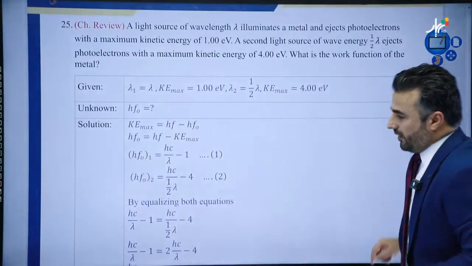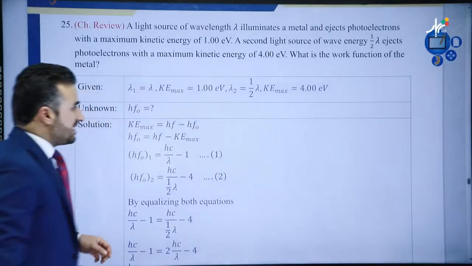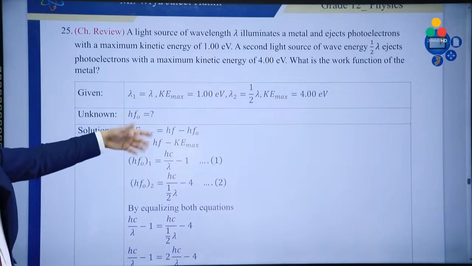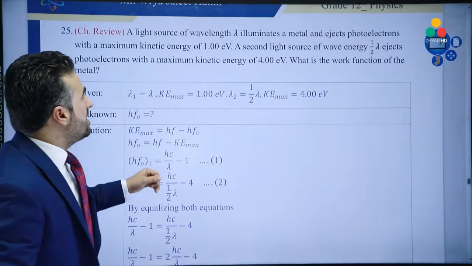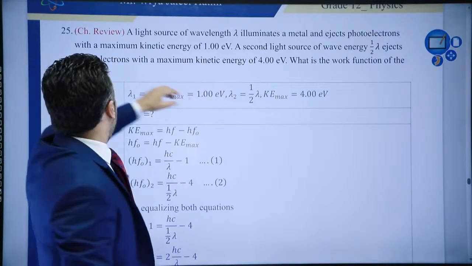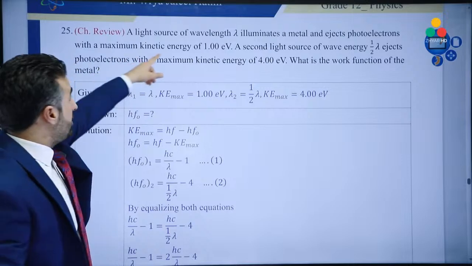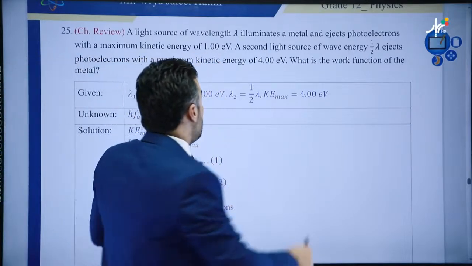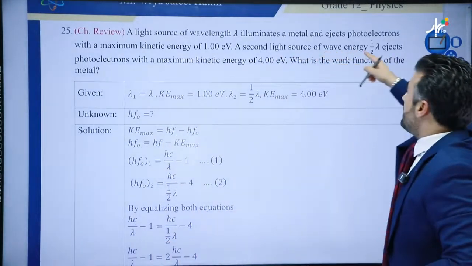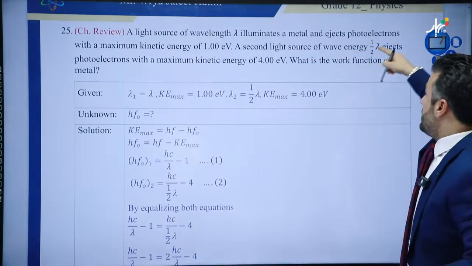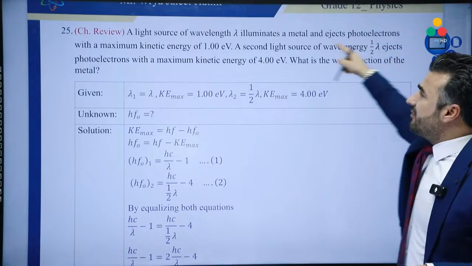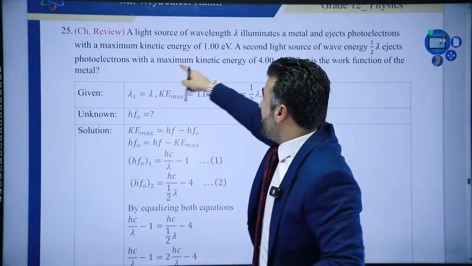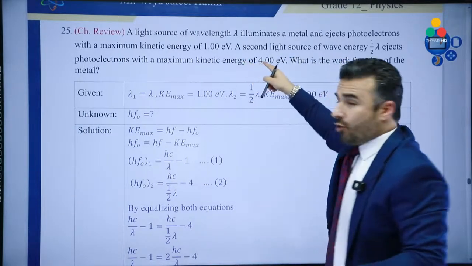Okay, now take a look at this one here. This is also an interesting question. It says a light source of wavelength lambda, so we don't know what lambda is exactly, illuminates a metal and ejects photoelectrons with a maximum kinetic energy of 1 electron volt. Don't forget, that is an electron volt converted to joule. We have a second light source whose wavelength is half of the wavelength of the first one, okay? It ejects photoelectrons with a maximum kinetic energy of 4 electron volts.